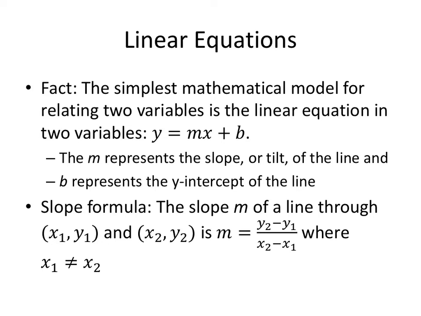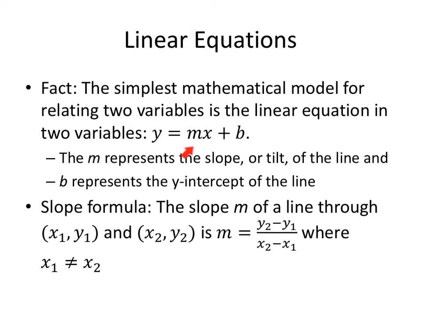Alright, so what's a linear equation? A linear equation is the simplest mathematical model for relating two variables. Generally, it'll be of the form y equals mx plus b. We call this the slope-intercept form of a line. The m represents the slope or the tilt of the line, and the b represents the y-intercept of the line. We've talked about intercepts. That tells us that at this value b, the graph of this line crosses the y-axis.